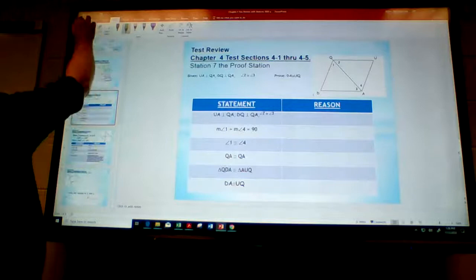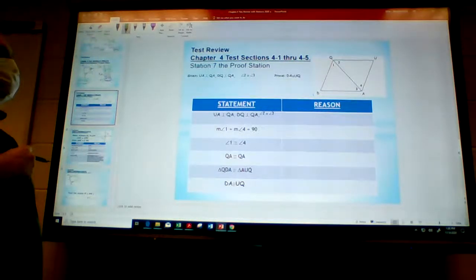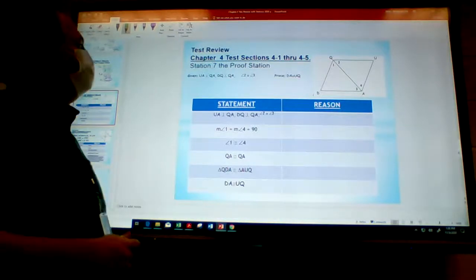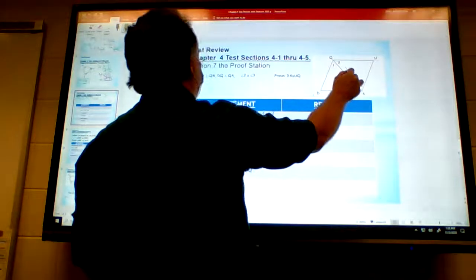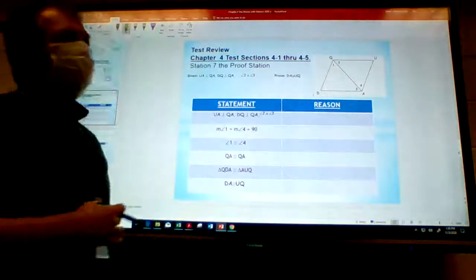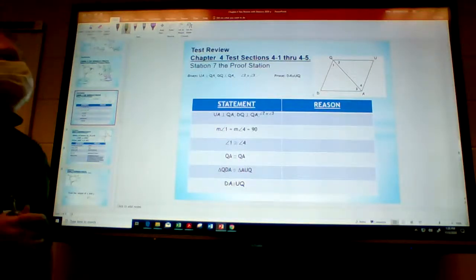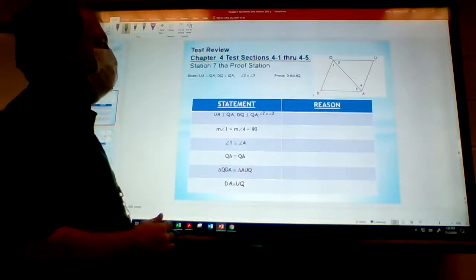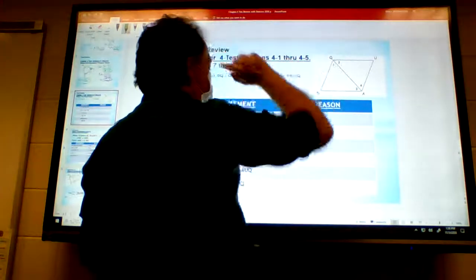You'll see that we have a couple proofs here. All right, now, we're given three things. We're given that UA, which is right here, is perpendicular to QA. And also we're given that DQ is perpendicular to QA. Now, it doesn't look like it in the diagram. Remember, we trust the data, not the diagram. And we're also given that angle 2 is congruent to angle 3. And we're trying to prove that DA right there is congruent to UQ, which is right there.